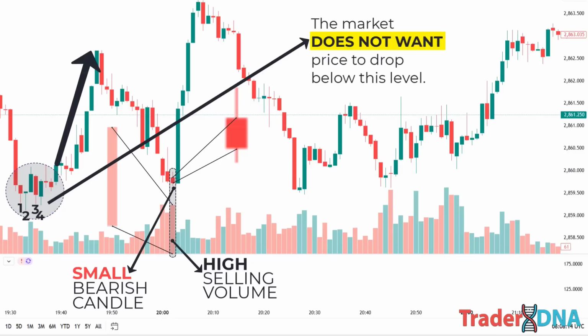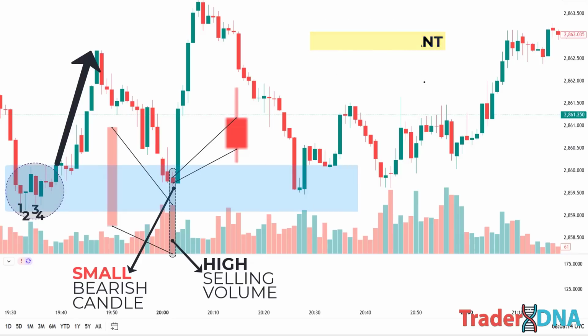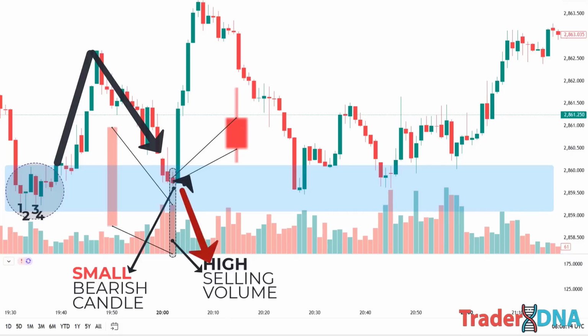So what does this tell us? This area is super important to the market, meaning we can now officially mark it as a strong support level. But here's where things get really interesting. Price eventually comes back down toward this same support level. And as traders, we never know for sure if price will break through the support and keep falling or bounce off and continue its bullish trend.